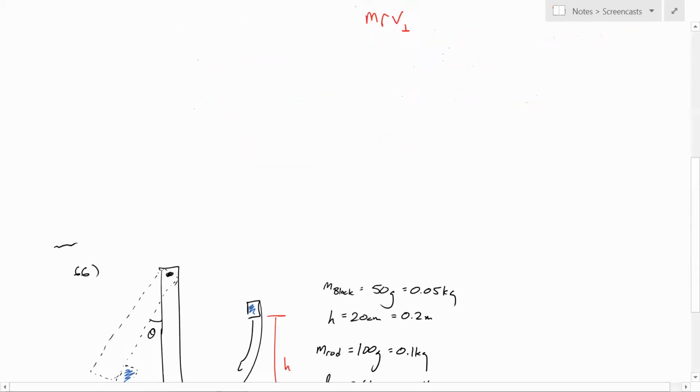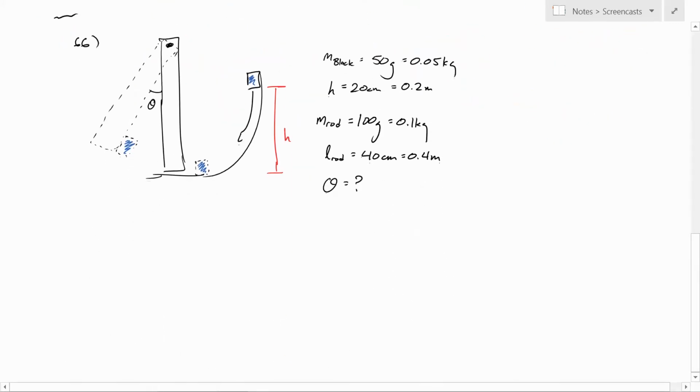Now, the other problem we want to look at is number 66. I already forget what I was going to say about this, so we're just going to do it and hope that I don't do it wrong. So the premise of the problem is that you have a block which slides down and strikes a rod, which has some mass, some length, and then we want to know through what angle it pivots before momentarily stopping.